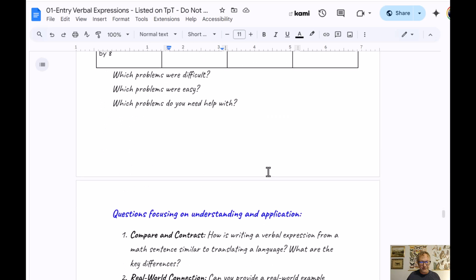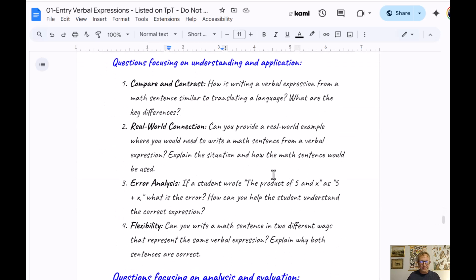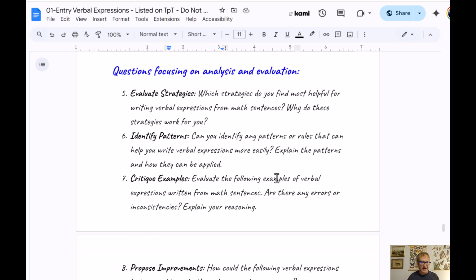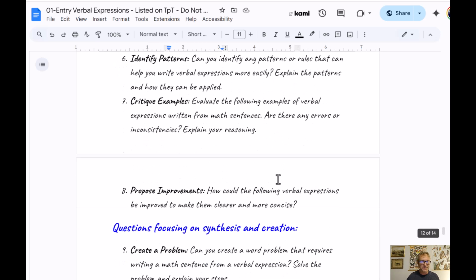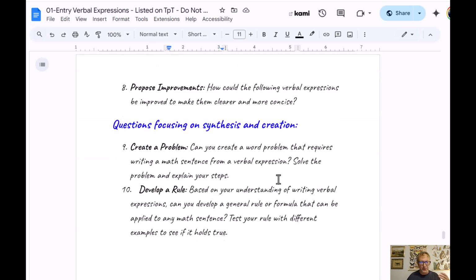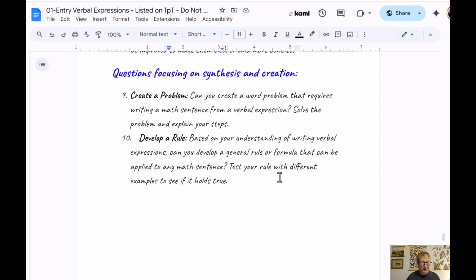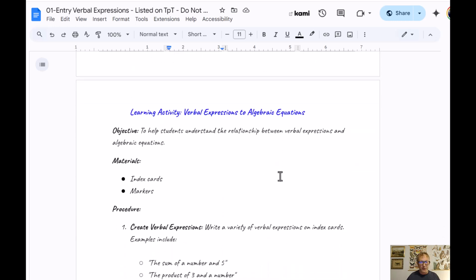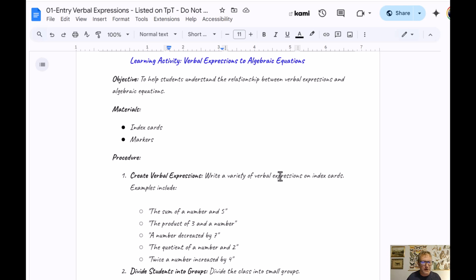In addition, I've got some classroom questions. So if an administrator comes in, I like to create resources that are observation ready. So an administrator walks in, whether it's formal or informal, here's 10 questions. We've got a compare and contrast. We've got a real world connection. We've got an error analysis, flexibility. We've got some evaluating strategies, identifying patterns, critiquing examples, purpose, improvements, creating problems, developing rules. So all of these, they fit into that higher order thinking that we want from our students.